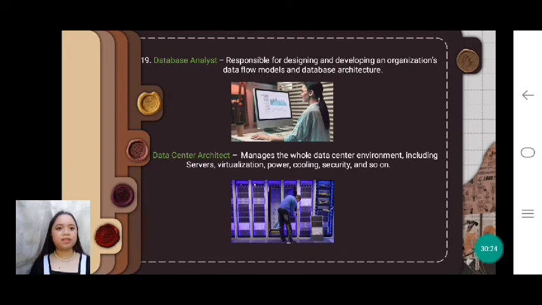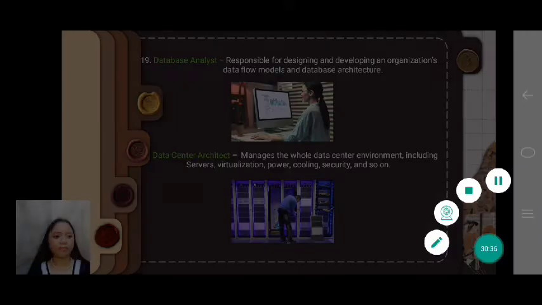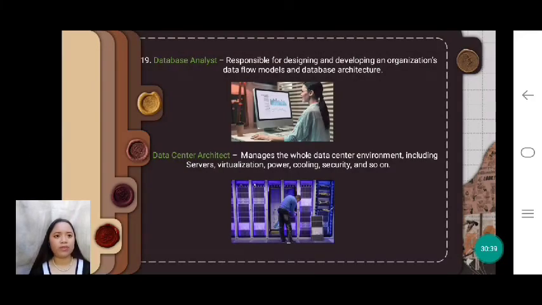Number 19. Database analyst. Responsible for designing and developing an organization's data flow models and database architecture. They also ensure the usefulness of all data-related information and programs, including the database management system and data visualization systems, data query language efficiency, and the data dictionary. So that's the responsibility of a database analyst.